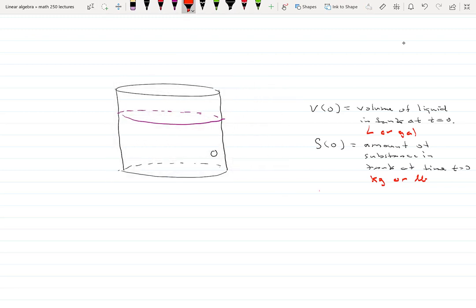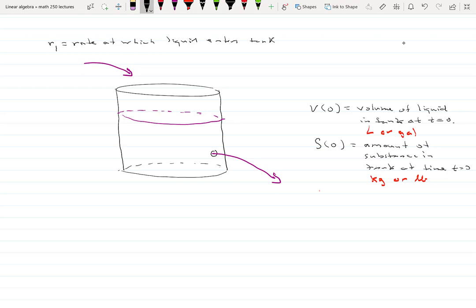Then what happens instantaneously is we start pouring some additional liquid into the tank and at the same time allow the stirred mixture to leave. We allow new liquid in, stir it up, and let it leave the tank at possibly a different rate than we're letting liquid enter the tank. So let's say we let liquid into the tank at a rate R1. So this is the rate at which liquid enters the tank.